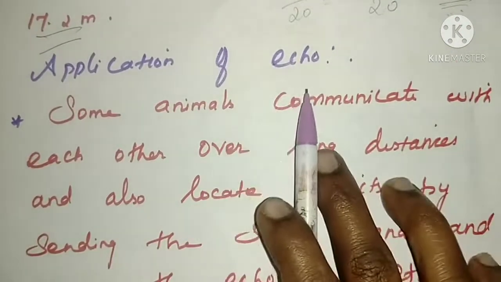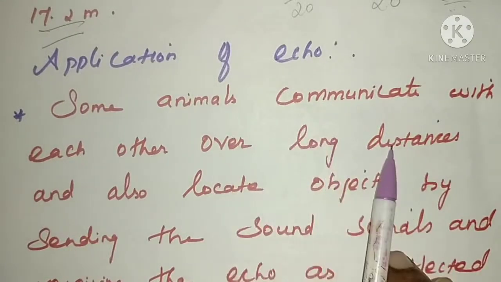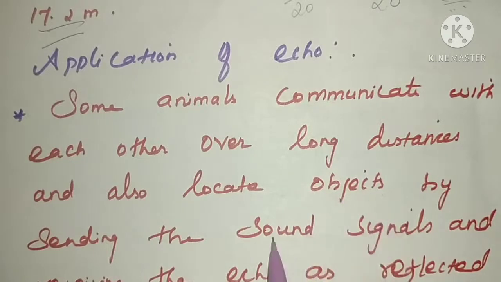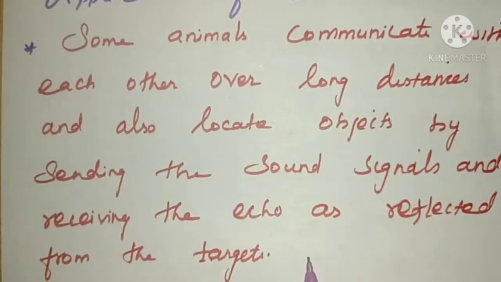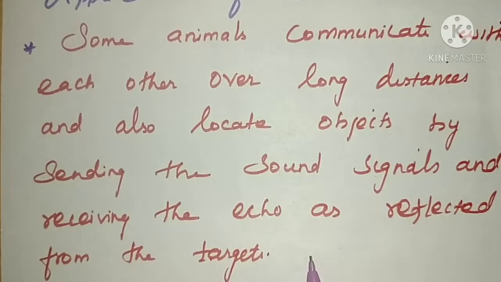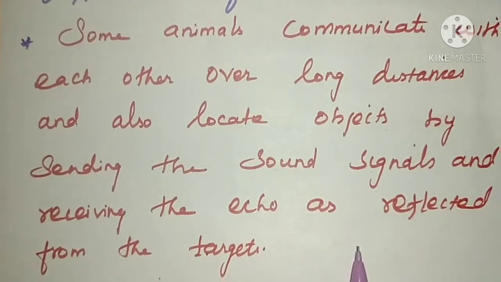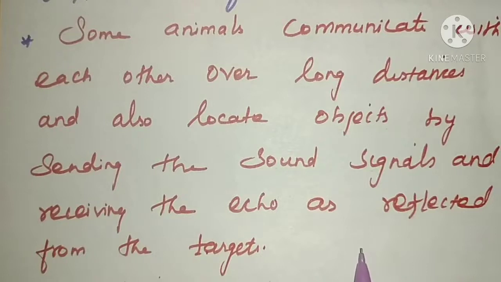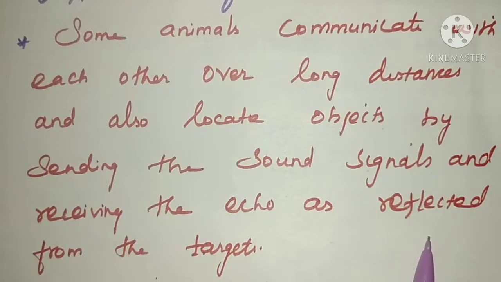Next we are going to learn the applications of an echo. What are the uses of this echo? The first application is that some animals communicate with each other over long distances and also locate objects by sending sound signals and receiving the echo as reflected from the target. For example, two whales communicate with each other under the water by sending and receiving sound signals. This is one of the examples.